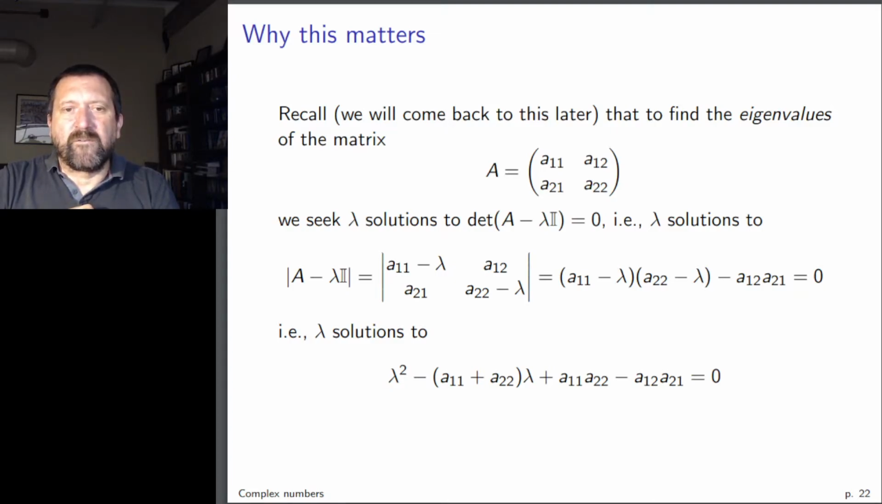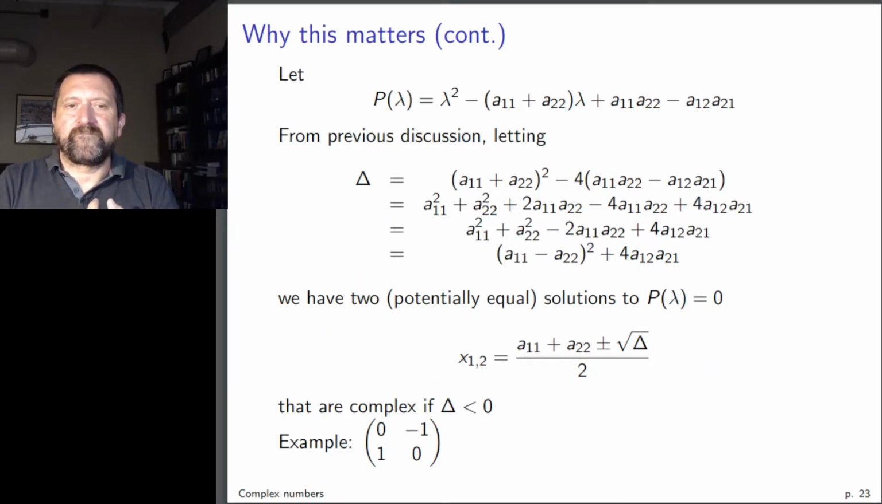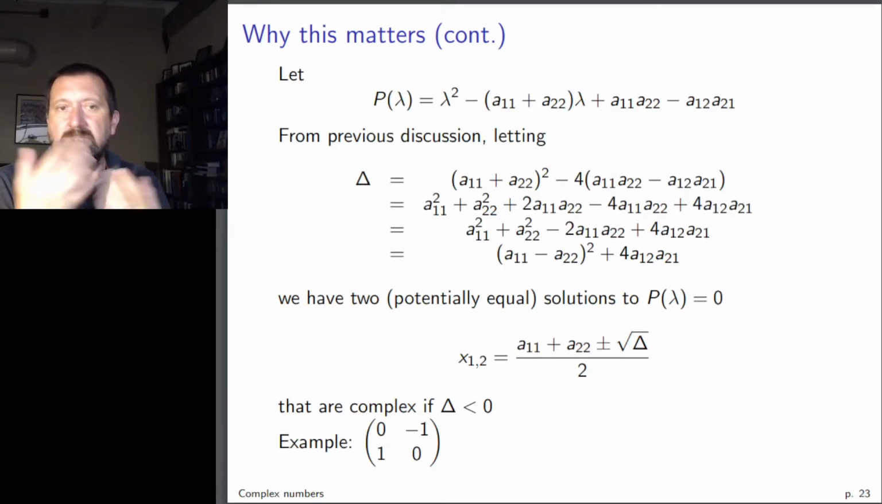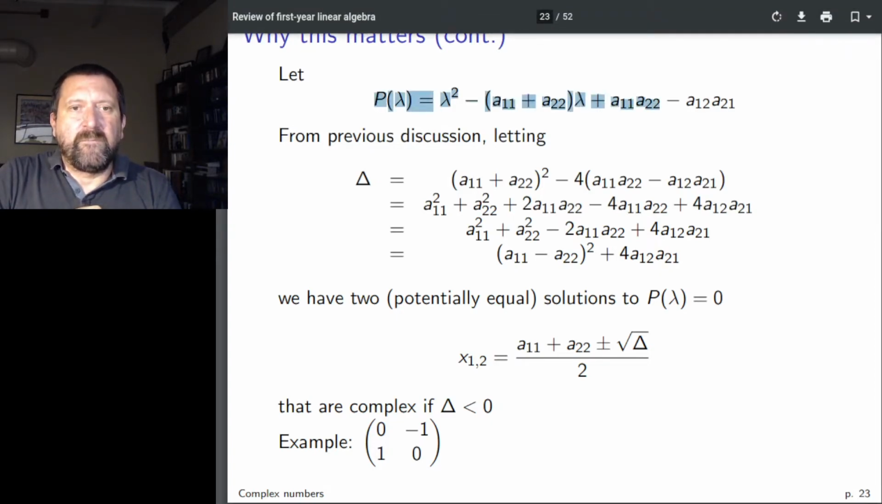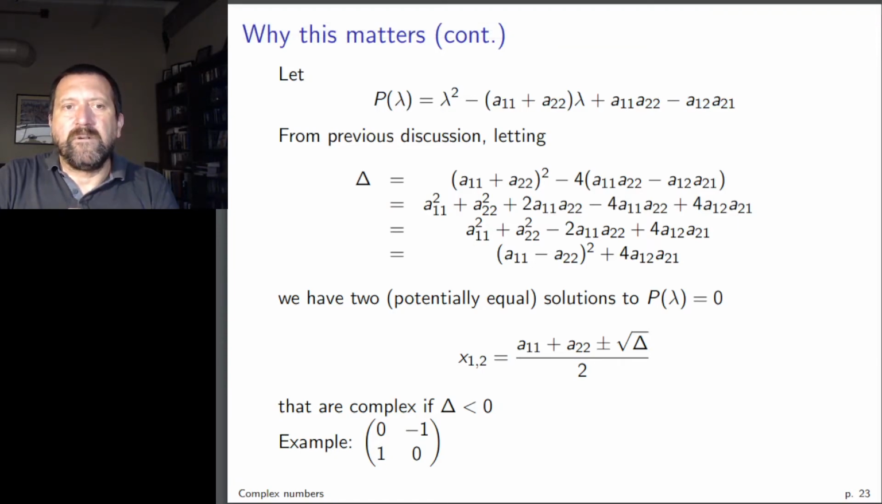So I'm looking for solutions. I expand this term here, and I find lambda squared minus a11 plus a22 times lambda plus this. And I'm looking for solutions to this. Now, what I do is what we did before. This is a second degree polynomial in lambda. Okay, lambda is the unknown.